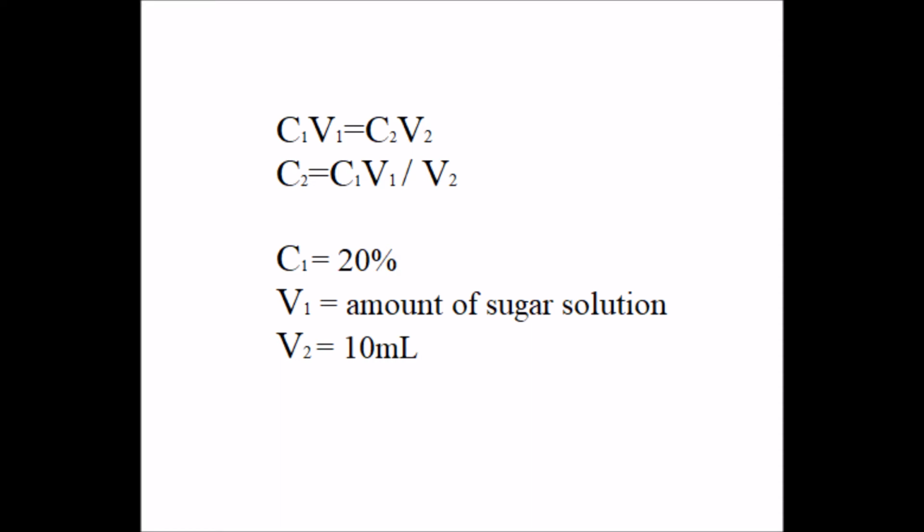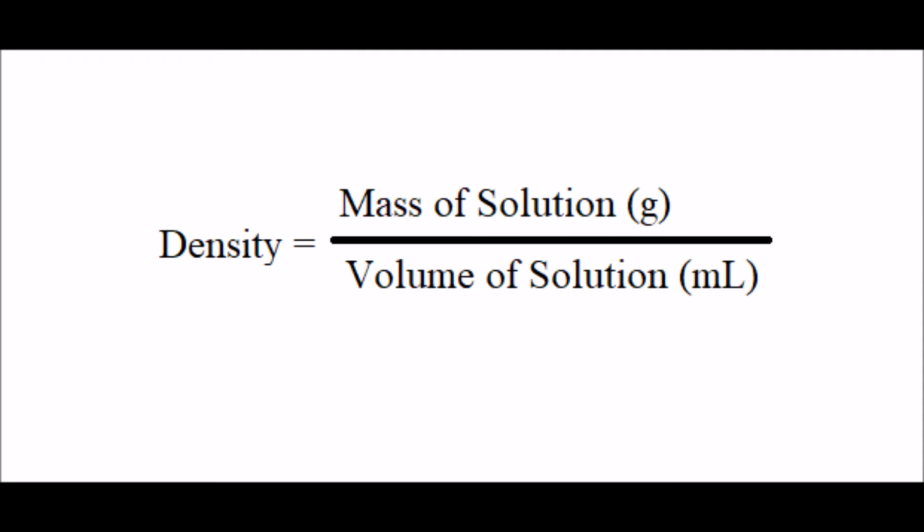To establish the concentration of your solution for trials 2 through 4, manipulate the following equation so you can find what C2 is. To calculate density, simply divide the mass of the solution by its volume.